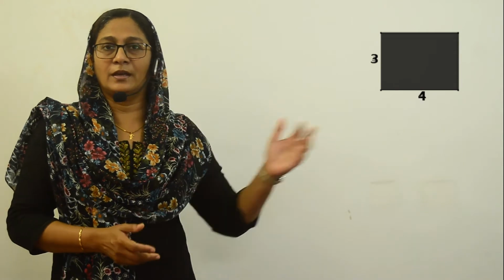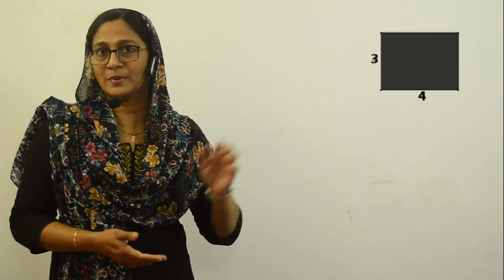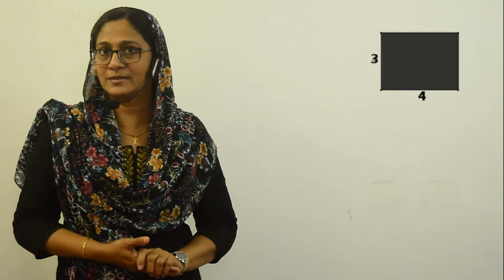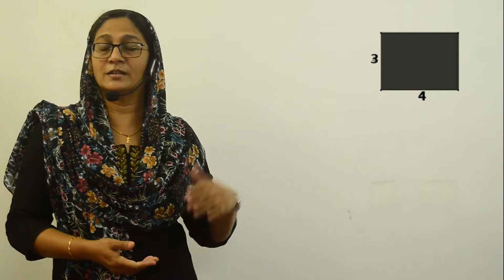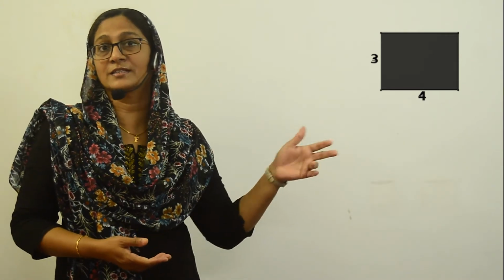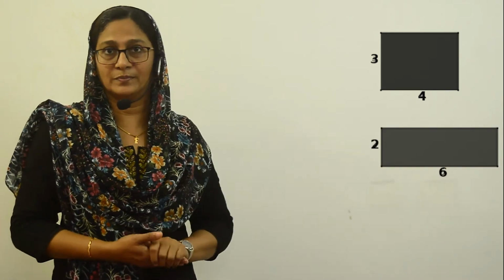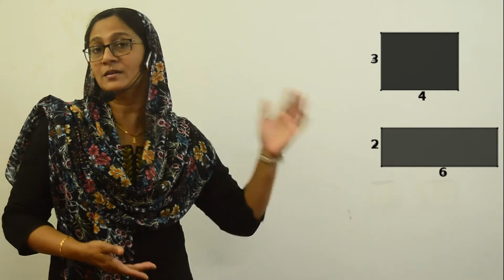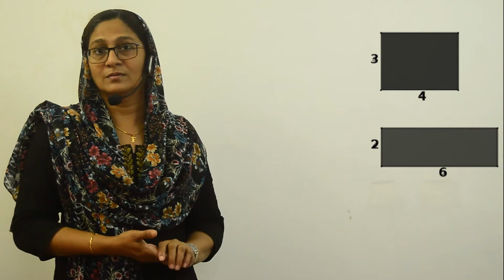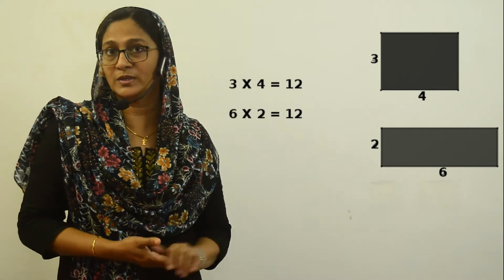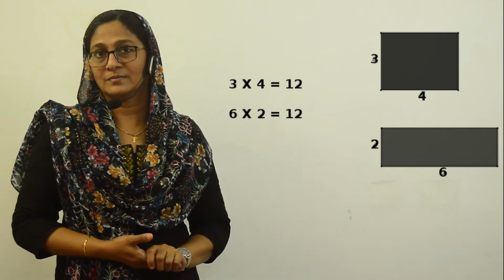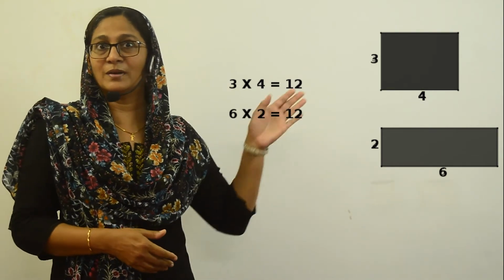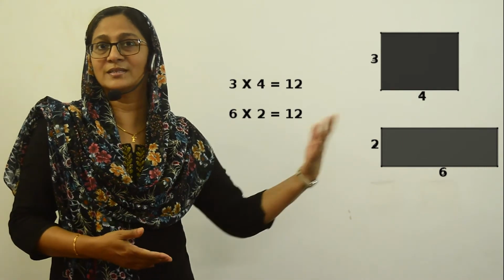Let us consider a rectangle of sides 4 and 3. See, like this. The area of this rectangle is 4 multiplied by 3, that is 12 square units. Now let me consider another rectangle with sides 6 and 2. See this way. The area of this rectangle is also 12. 6 multiplied by 2 equals 12 square units. In other words, 3 multiplied by 4 equals 6 multiplied by 2.